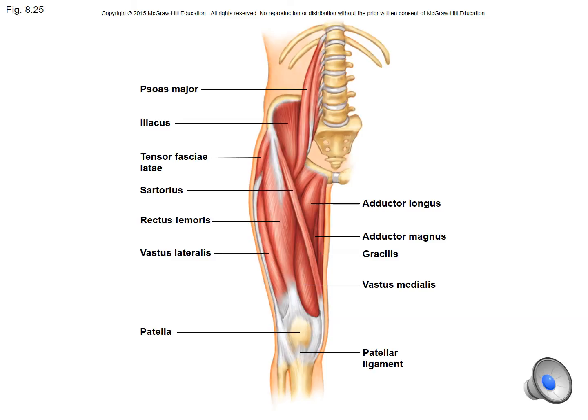And your sartorius, which you can see in this picture. It's a very, very long muscle that crosses over the anterior compartment of your thigh, so that's an important one to know. And then your rectus femoris, which we think of as part of our quads. So I want you to know your rectus femoris and your biceps femoris, which you'll see in the next slide.